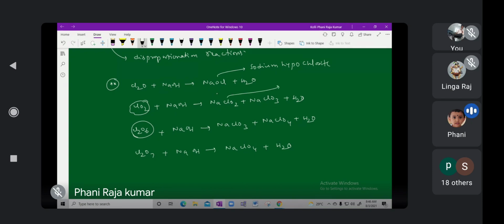This is from chlorous acid, so sodium chlorite. This is from chloric acid, sodium chlorate. This is from perchloric acid, called sodium perchlorate. Salt names.